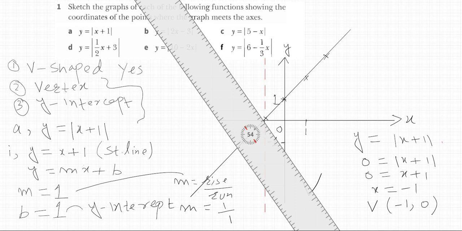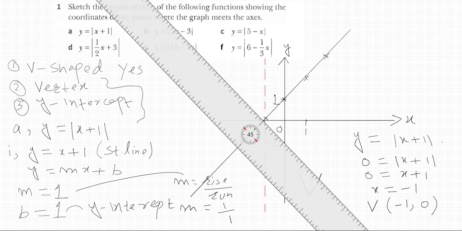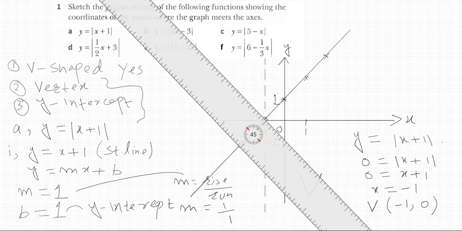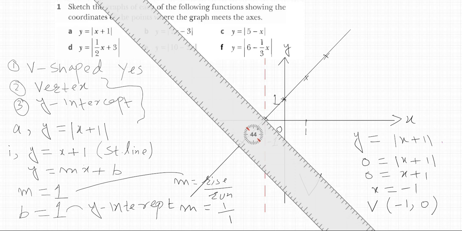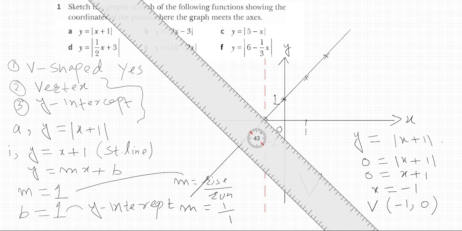For example, take this point. How many squares is this point ahead? 1, 2, 3, 4. So this reflection should be 1, 2, 3, 4 on the other side as well. 1, 2, 3. See this, this is 1, 2, 3, 4. So you just take only one point.